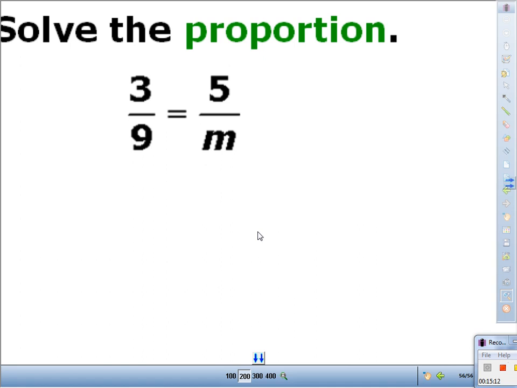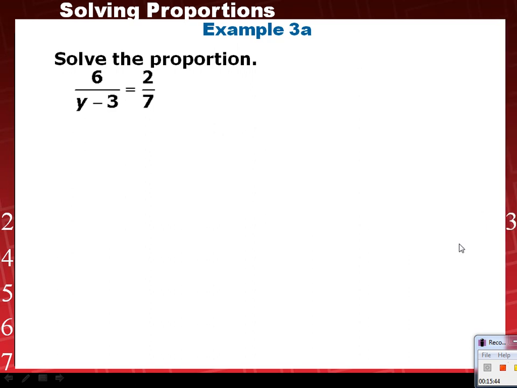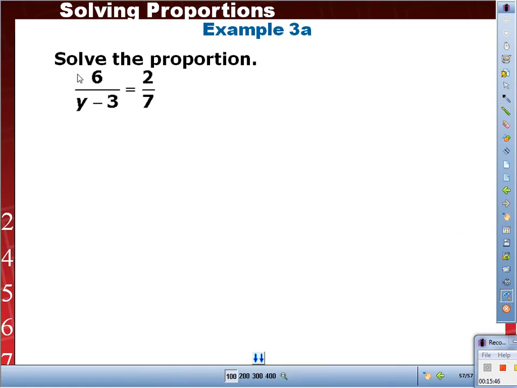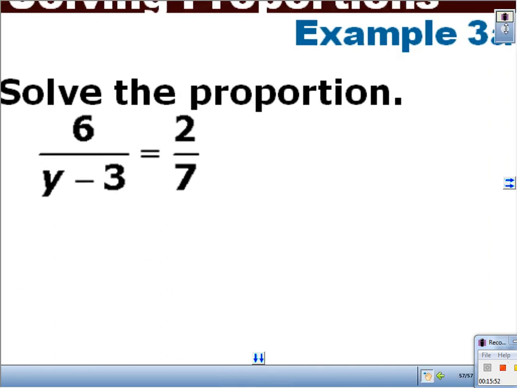M equals, tell your neighbor, please. We got M equals 15. That is correct. Cross multiply is 3M equals 45. 3 divided by 3 and 45 divided by 3, M equals 15. We got this, yes? Same thing with this one, right? Cross multiply and so on. Let's kick it up a notch. Copy this one, example 3A. Solve the proportion 6 over y minus 3 equals 2 over 7.